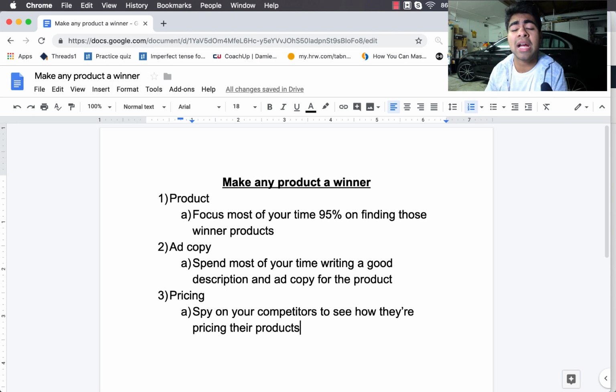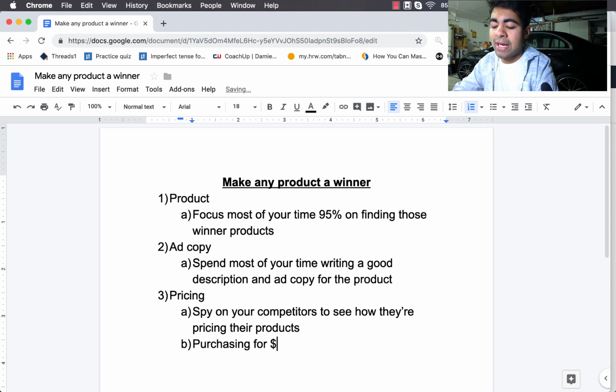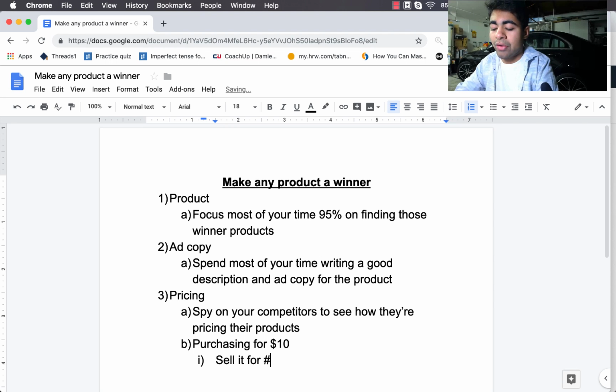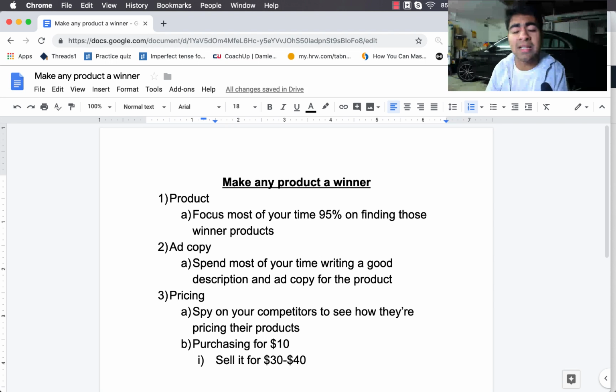Another way is to do a trial and error method by first pricing up your product by 3 times to 4 times. So let's take for example that I'm buying a product from AliExpress for $10. Let's write this down. So purchasing for $10. I would mark up the price by 3 times to 4 times, meaning I would sell it for $30 to $40 just so I can cover my own expenses and any refunds that may come in the future.